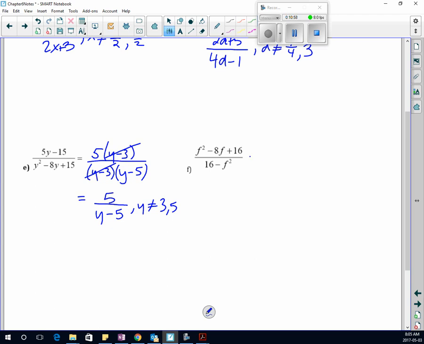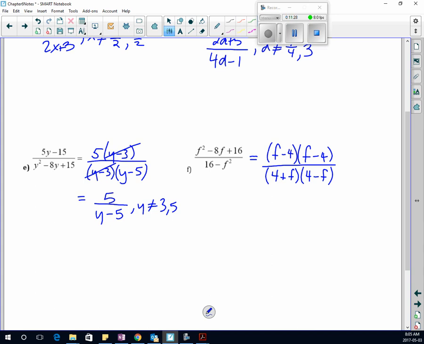Okay, moving on. So this is f minus 4 times f minus 4. So now here's the thing. If I factor this, it is the difference of squares. So that would be 4 plus f times 4 minus f. So now you look at this and you think, well, wait a second, there's nothing I can cancel because they're similar, but they're not exactly the same. So I'll show you a little trick.